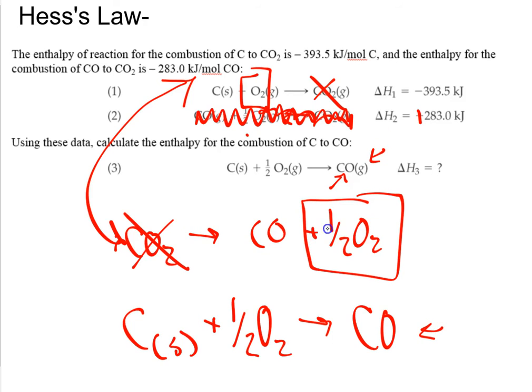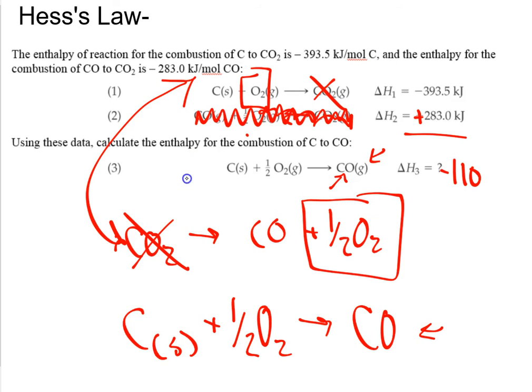I know this takes a few times to practice. I know it's a little tricky at first, but now we're ready for the last one. I just do the math. I have negative 393 plus 283, and I end up with this being around negative 110.